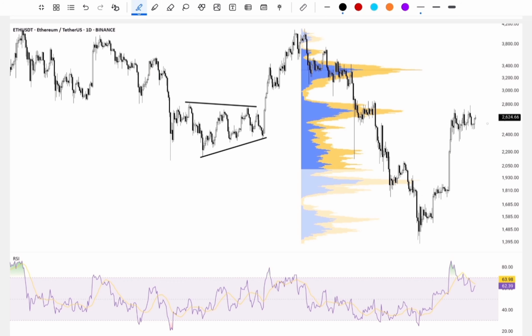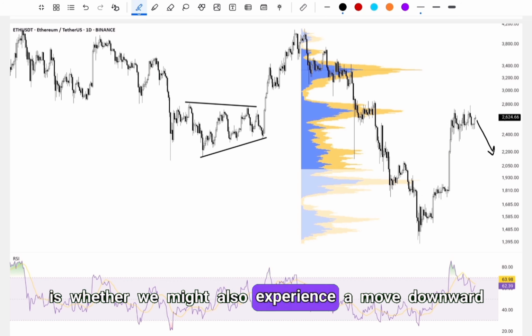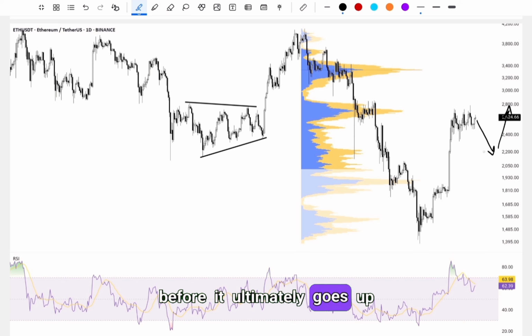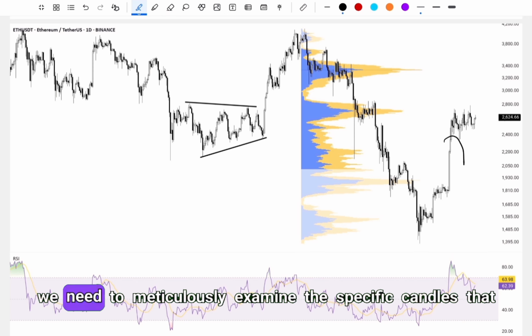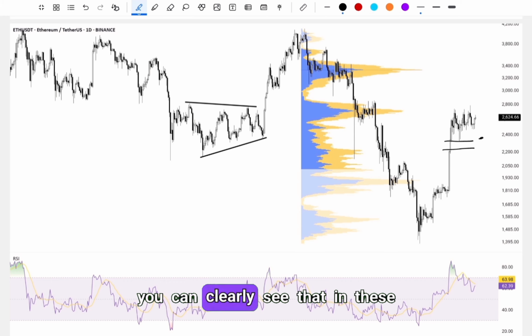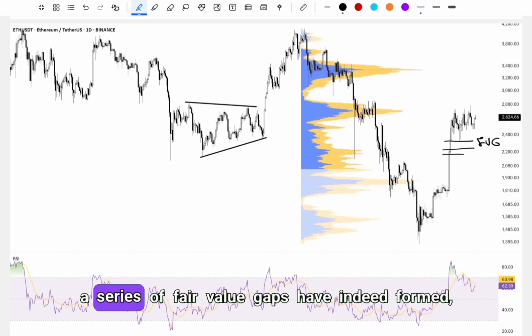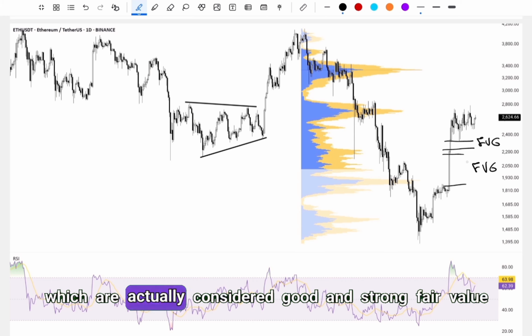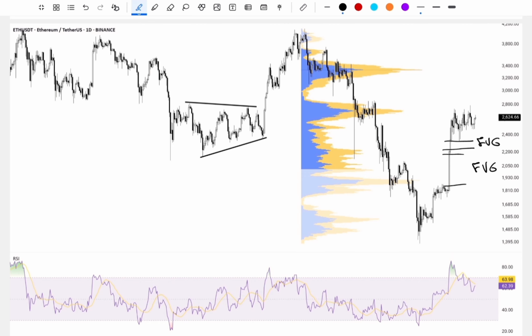But one important point to carefully consider is whether we might also experience a move downward before it ultimately goes up or not. First, we need to meticulously examine the specific candles that actually form this particular move. And you can clearly see that in these distinct areas, a series of fair value gaps have indeed formed, which are actually considered good and strong fair value gaps. These specific gaps can cause the market to effectively fill these fair value gaps and then subsequently move upward.